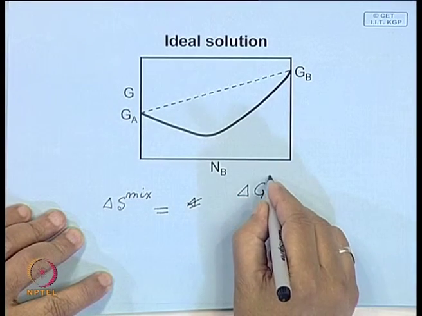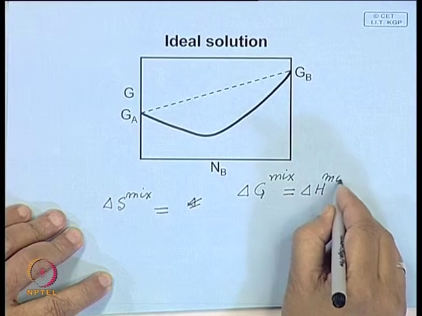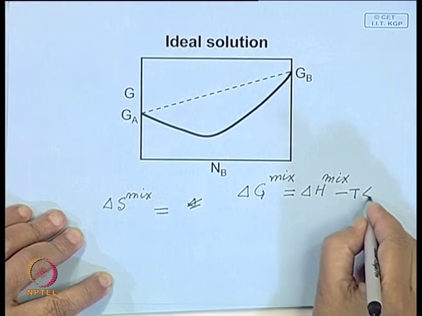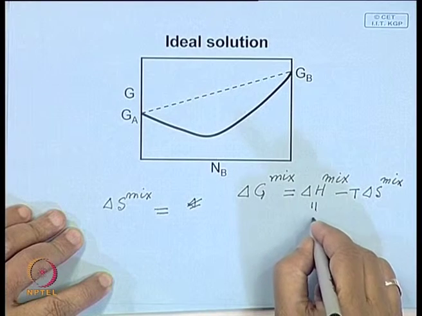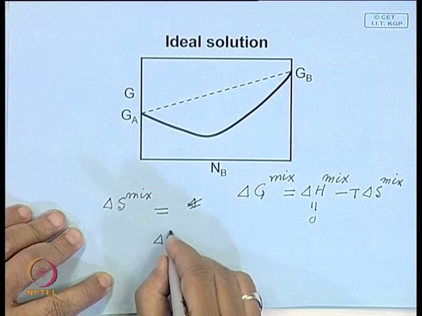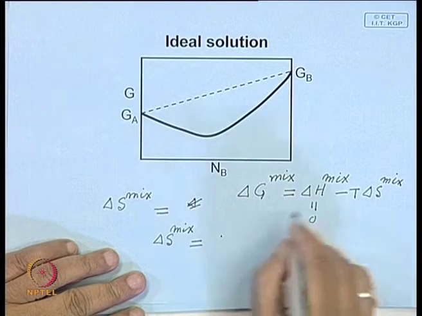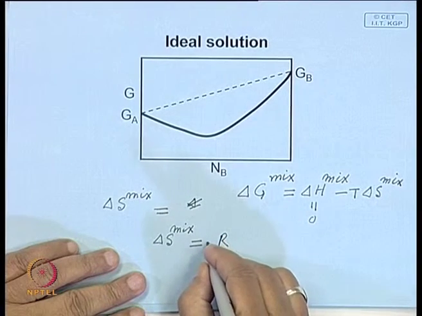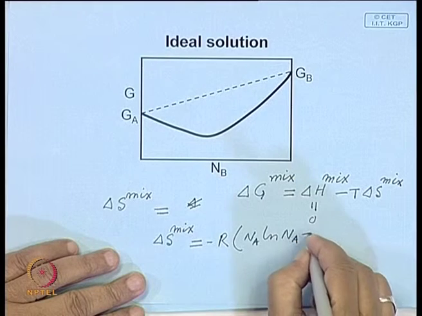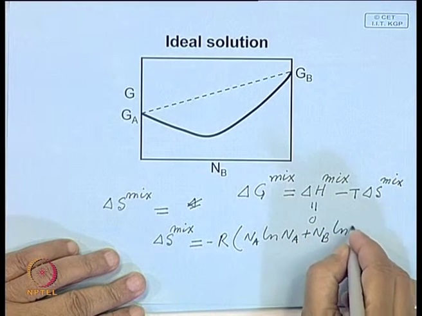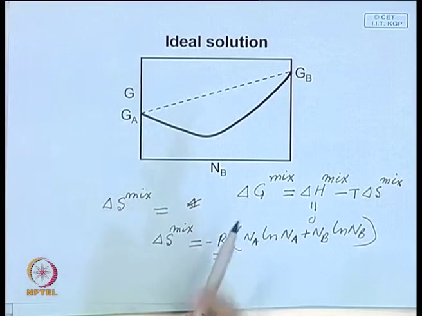We can write that delta G mix, free energy of mixing, equal to delta H mixing minus T delta S mixing. Now, here we assume that delta H mixing is equal to 0. So, therefore, delta S mixing equal to minus R times the sum of N A ln N A and N B ln N B. So, this is the correct expression for entropy of mixing.